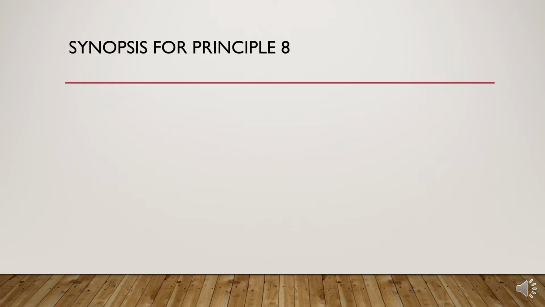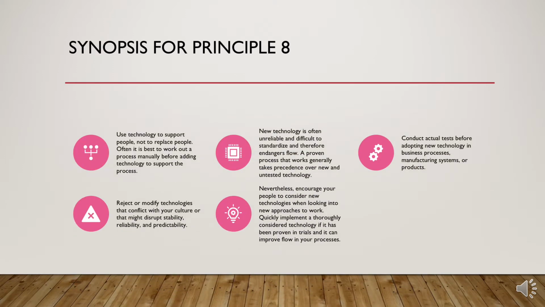So let's see the synopsis for principle 8. What is the main synopsis for that principle, using reliable technology to support the people? Using technology to support the people, not to replace the people. Often it is best to work out a process manually before adding technology to support the process.